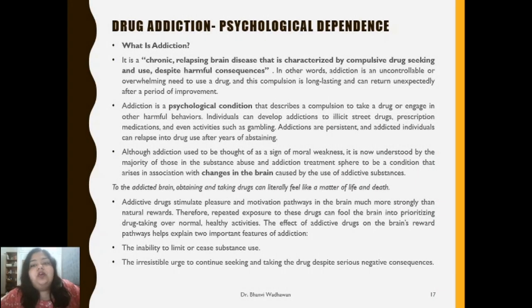Now let's talk about psychological dependence. When we become psychologically dependent on a drug, drug dependence changes to drug addiction. So what is addiction? It is a chronic relapsing brain disease characterized by compulsive drug seeking, that means drug finding and use, despite the harmful consequences. Even though the abuser might know about all the harmful consequences, that person still actively seeks and uses the drug. In other words, addiction is an uncontrollable or overwhelming need to use a drug, and this compulsion is long lasting and can return unexpectedly after a period of improvement.